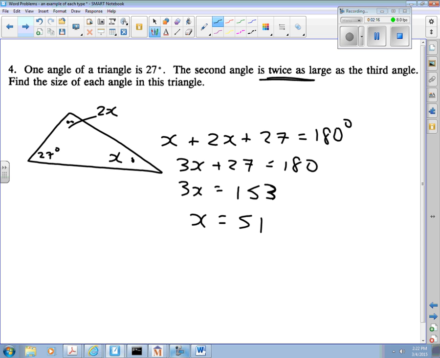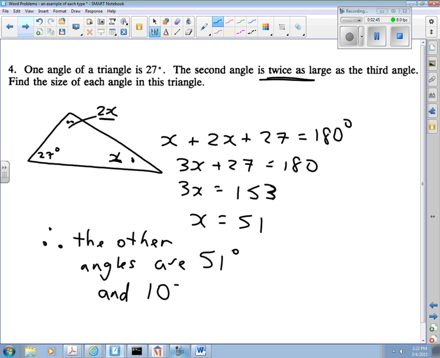So, as I pointed out in the last examples that I did for the number problems, stopping there is going to cost you at least half a mark on my test because you end every word problem with a sentence. And you might as well start your sentence with therefore. Therefore, the other angles, remember there's two of them we're actually looking for, are 51 degrees. And how do I find the other one? Well, if x is this angle, remember this angle is 2x. So it's 102 degrees. And to do a quick check to make sure that I got the right answer, 51 plus 102 is 153. 153 plus 27 is 180. It makes a triangle. Solved.